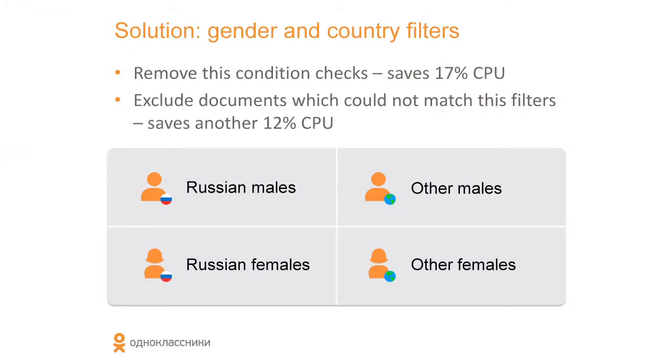So we split shards into Russian males, Russian females, and rest of the males and females. This works well. This saves us in total approximately 4 of CPU power, which is, I think, pretty good.